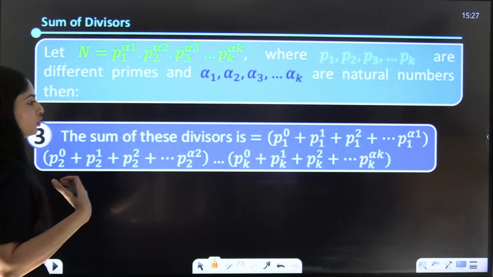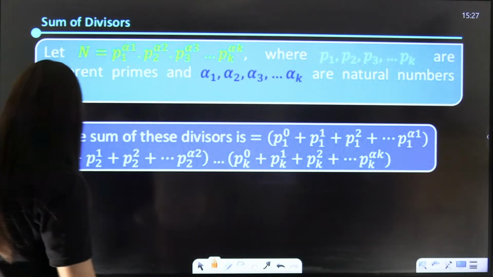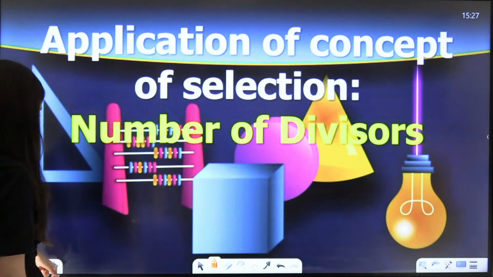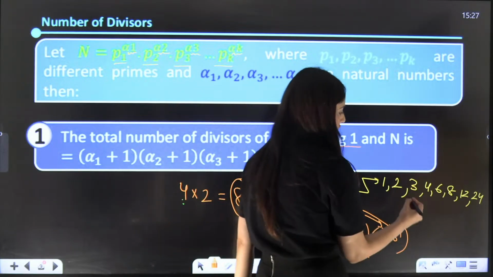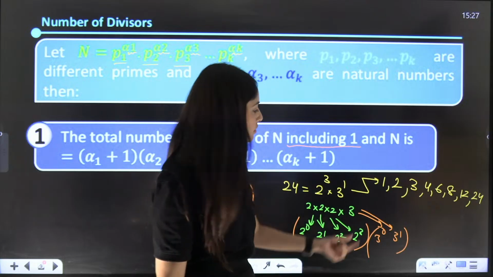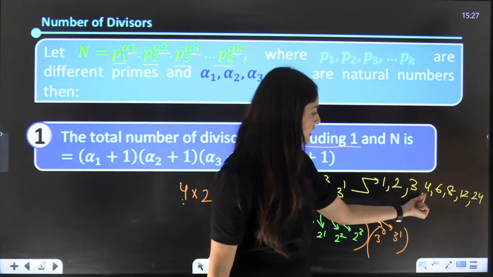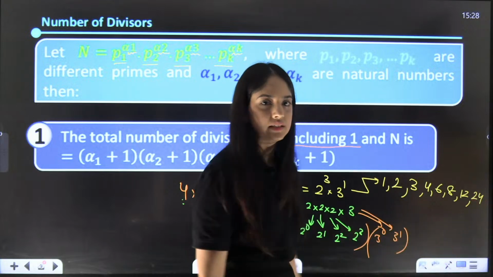Now, if we need to find the sum of all these divisors, what is the sum of all divisors of 24? 1 plus 2 plus 3 plus 4 plus 6 plus 8 plus 12 plus 24. What's the sum? 3, 6, 10, 16, 24, 36 and 60.